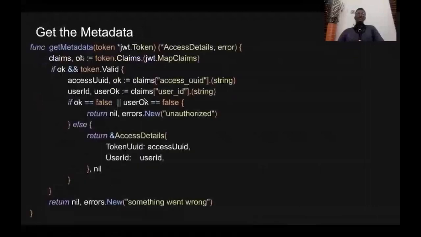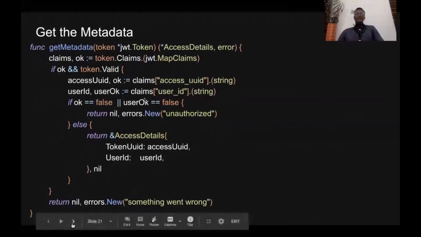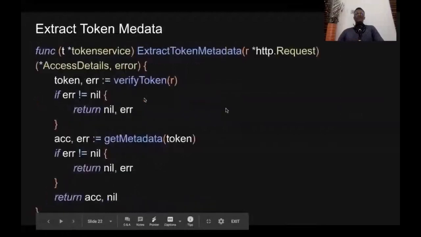Now, this is another helper function that helps us extract the claims. When I say the claims, I mean the access UUID and the user's ID from the token. That's what this function helps us do. So we return it to the caller. Then the next one is actually the function that now helps us.